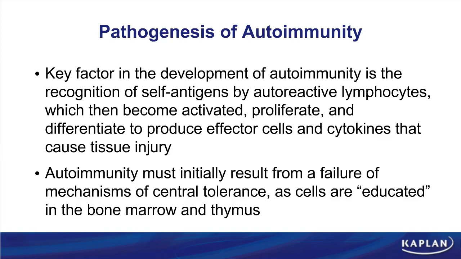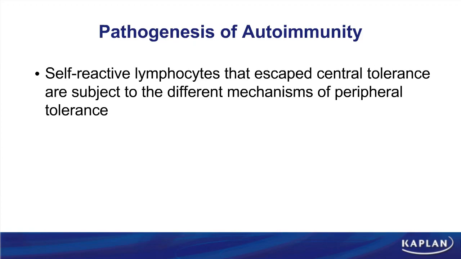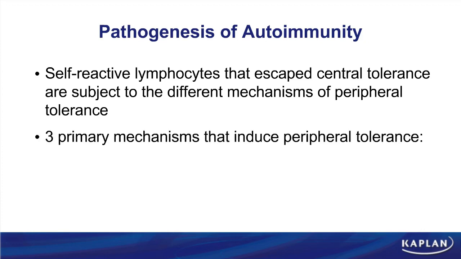As remember, our T cells should be educated in the thymus, and B cells are selected and or educated in the bone marrow. And we're going to talk about some of those proposed mechanisms, but again, have to keep in mind that autoimmune diseases are really complex and it's never just linked to one specific factor. Self-reactive lymphocytes that somehow escaped selection in the primary lymphoid tissue are usually subjected to different mechanisms of tolerance actually in the periphery, okay? And there are three primary mechanisms that induce peripheral tolerance.